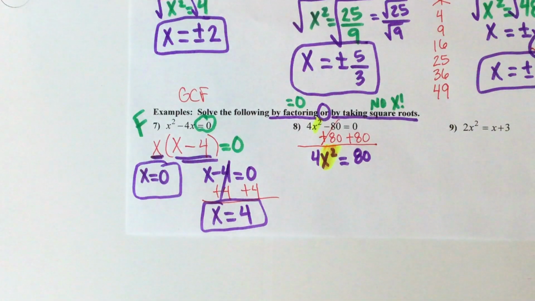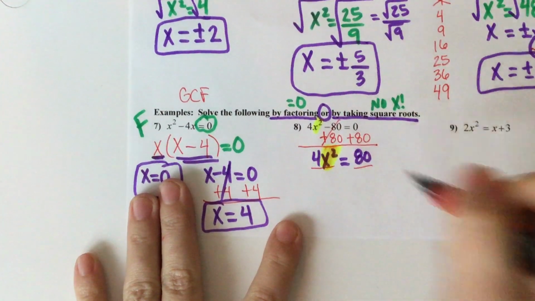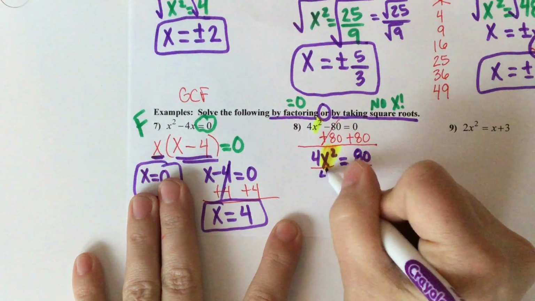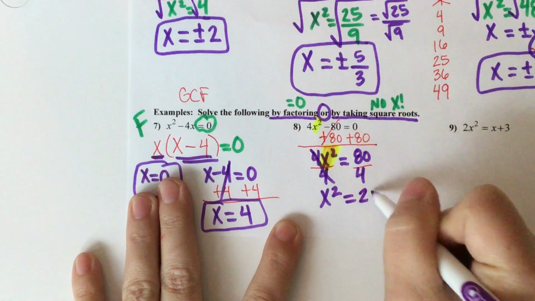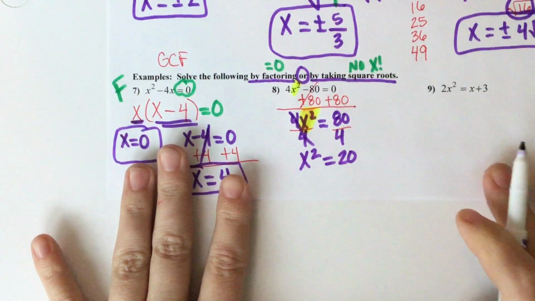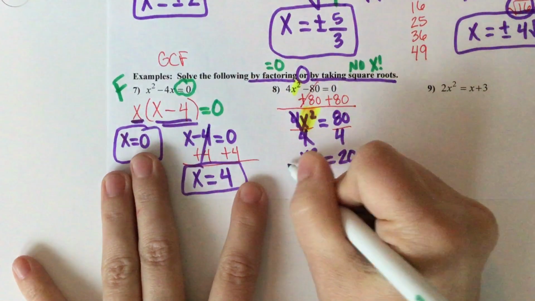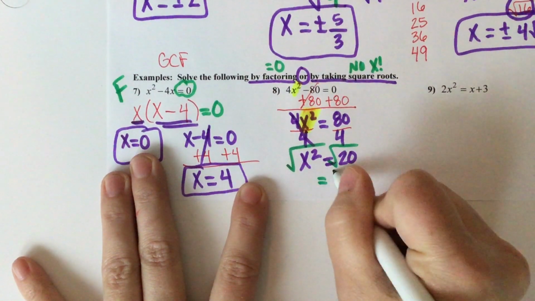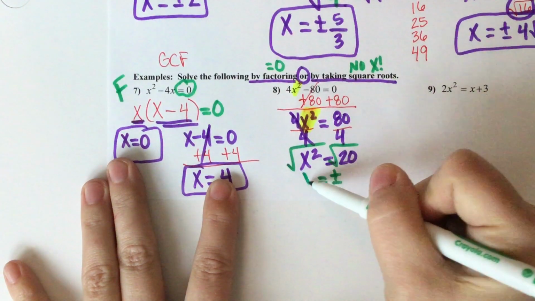Okay, now remember, you're still trying to get x squared by itself. So how do you get rid of the 4? We're going to divide by 4. So I divide both sides by 4. And then 80 divided by 4 is 20. Now that x squared is finally by itself, this is when we square root both sides. I'm going to slap down my plus minus. The squared and square root cancel, leaving x.